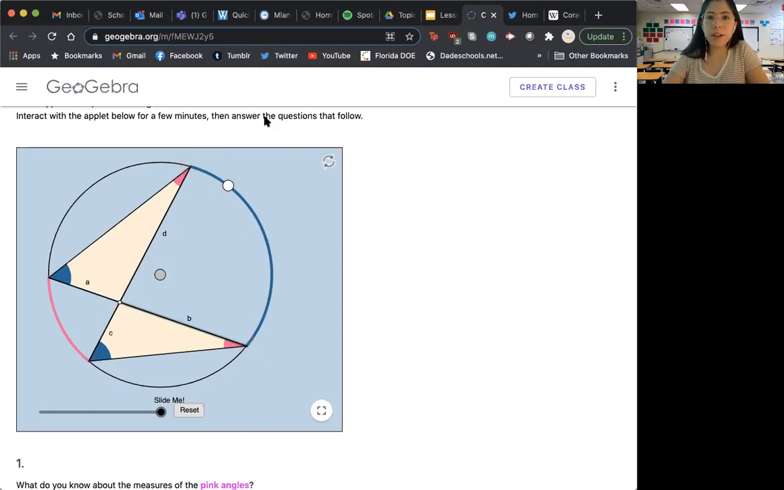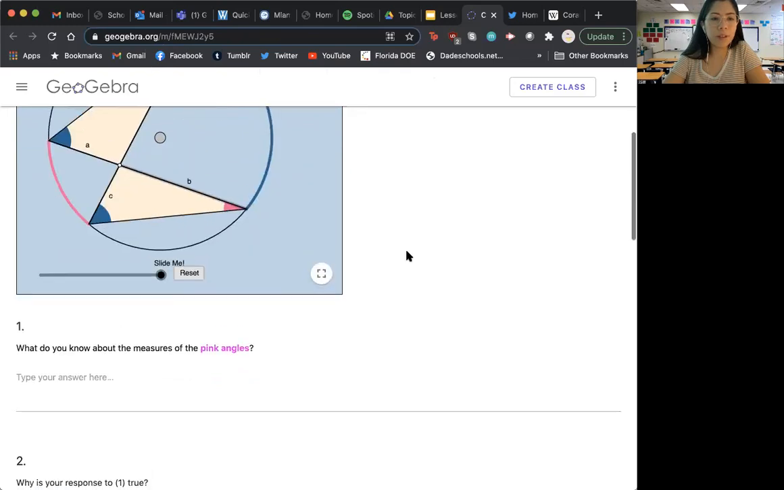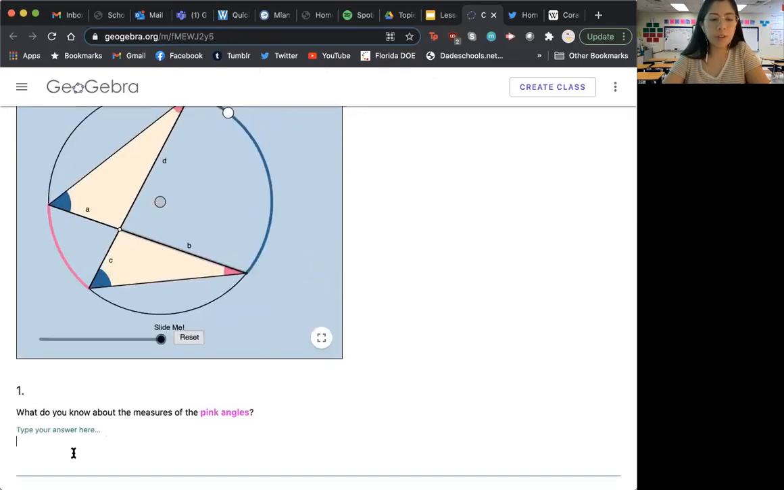So now let's go ahead and answer these questions. So what did we say? What do we know about the measure of the pink angles?